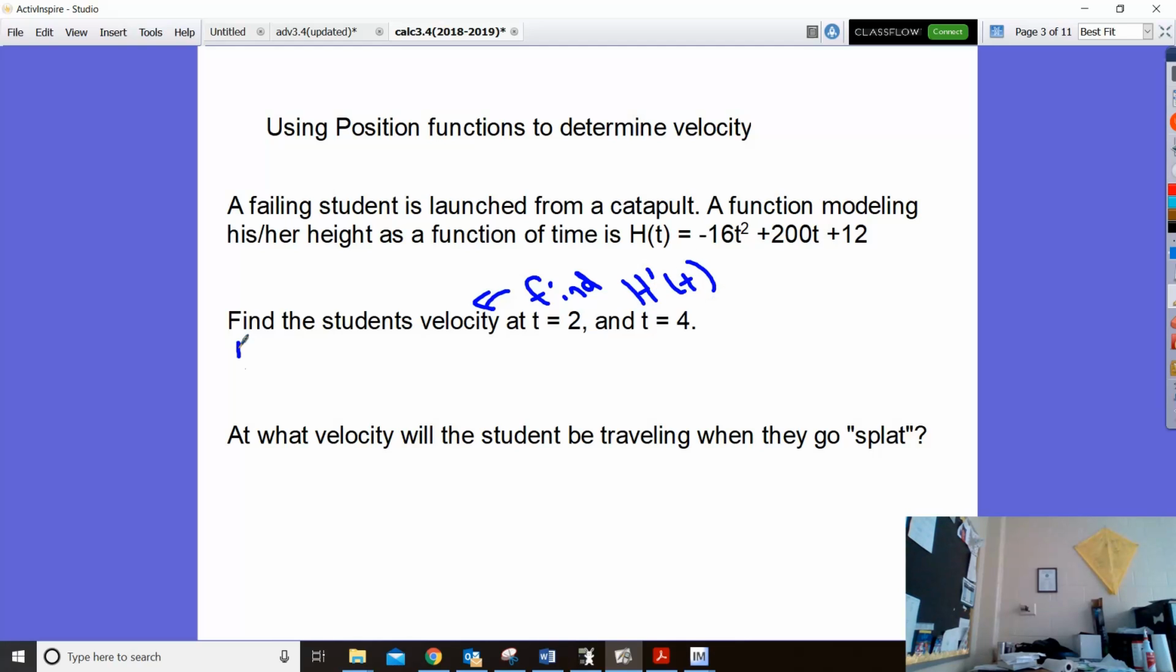Well, that's an easy one to do. What's the derivative of negative 16t squared? Negative 32t. Derivative of 200t is 200. Then the derivative of 12 is 0. Now, that negative 32 is the rate that the Earth pulls an object down by gravity. The Earth pulls anything down at 32 feet per second. That's why it's shown up there, okay?